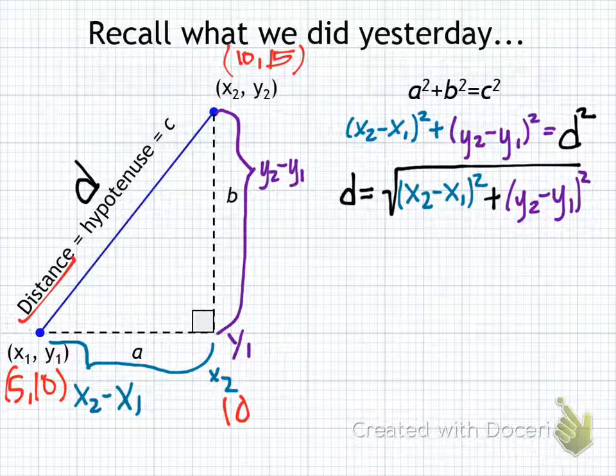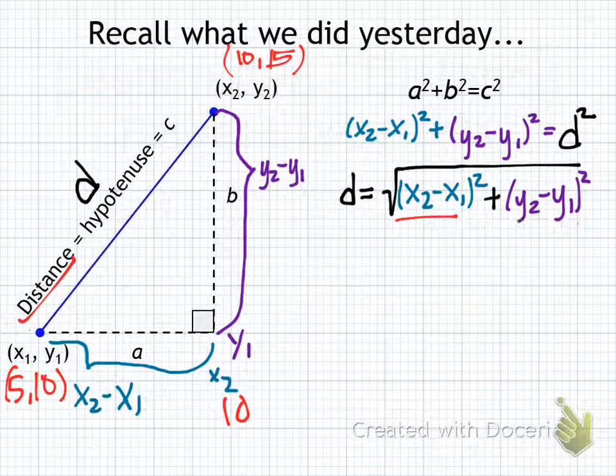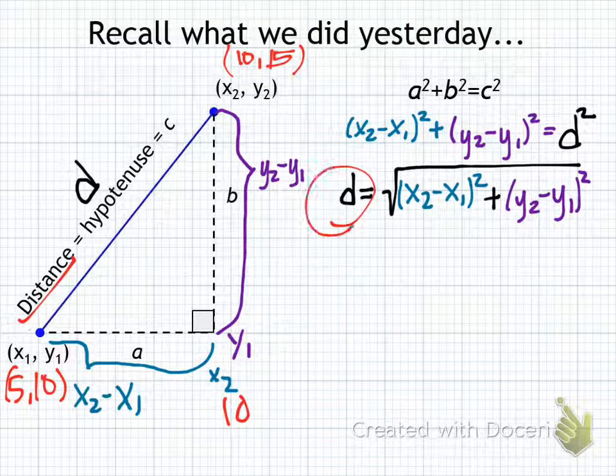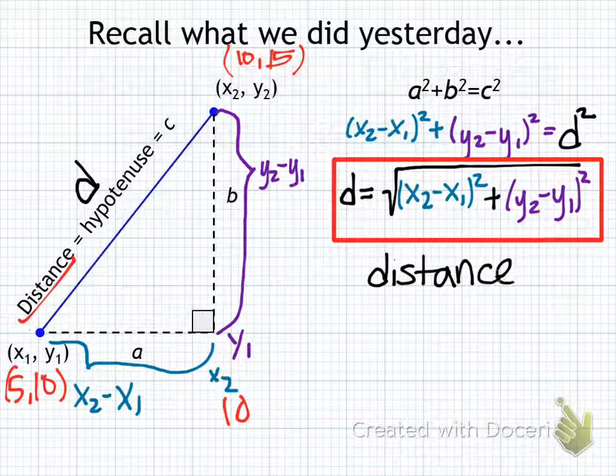Again, this is just like the Pythagorean theorem. I'm talking about the sum of the squares of the legs. This is the horizontal leg. This is the vertical leg. And that equals the square of the hypotenuse. But it's not squared anymore because instead we're just taking the square root of everything. So that is what we call the distance formula.